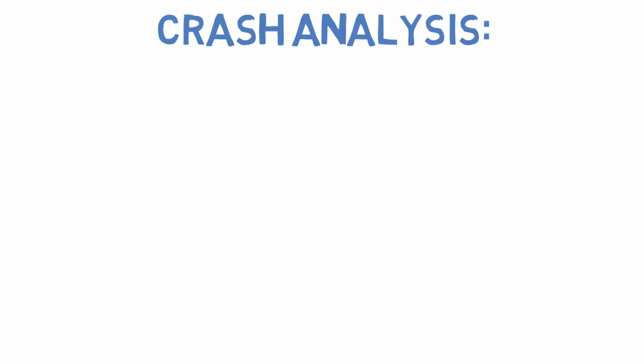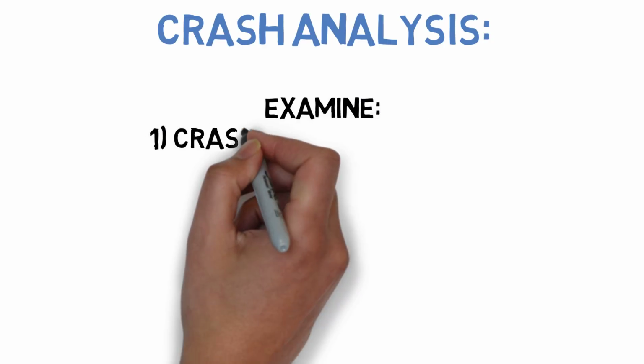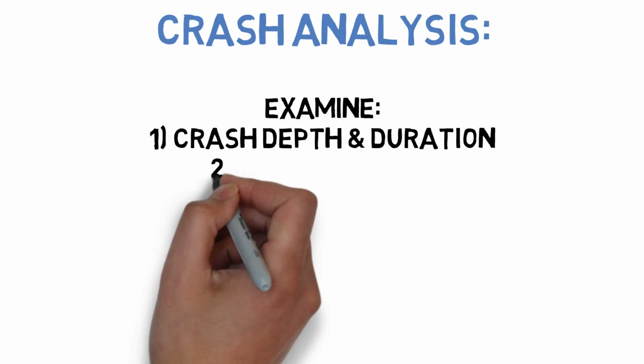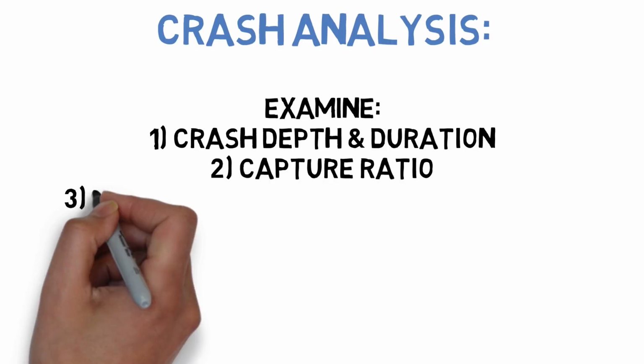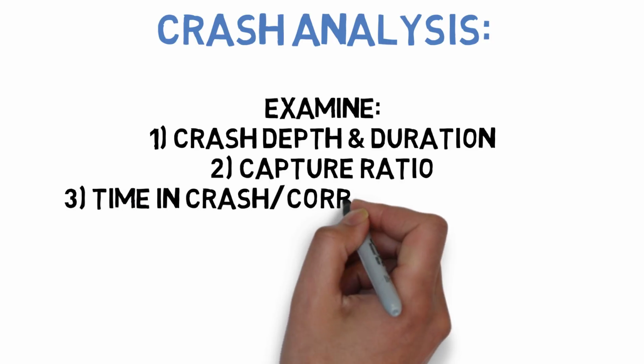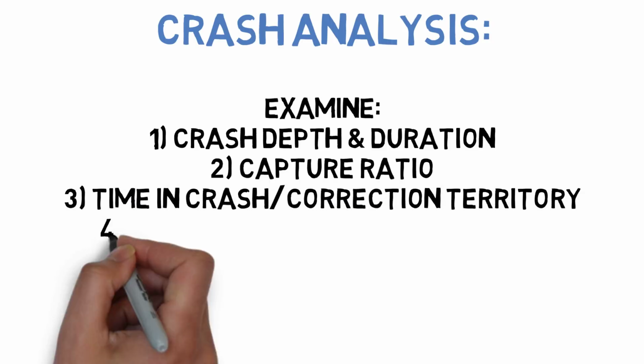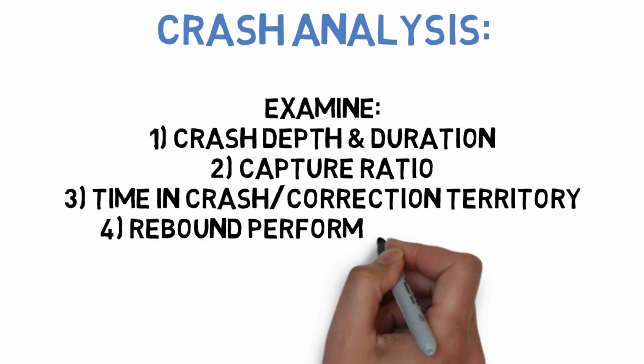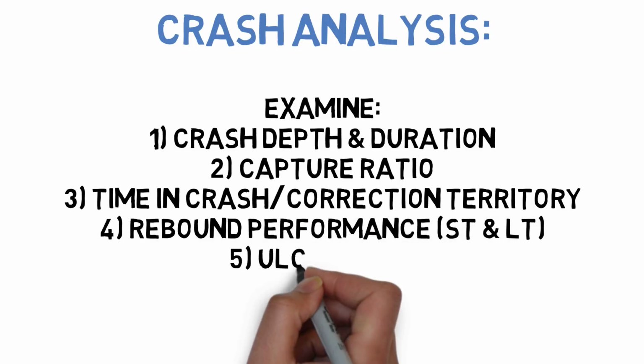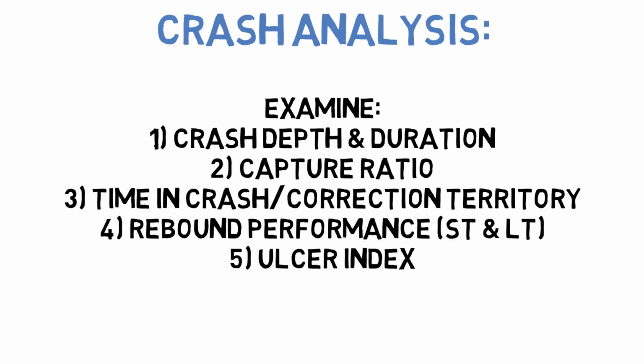In these videos, we look at several different metrics when analyzing the crashes. They are the depth of the crashes, how long it took for the portfolio to bottom out, how much the strategy rose and fell relative to the rest of the market, how much of its time was spent in either crash or correction territory, how strong and sustainable its rebounds were when they came, how long it took for the strategy to set new all-time highs, and the ULSR index, which seeks to give investors a better idea of what the investing experience will be like by considering the depth and duration of downturns.